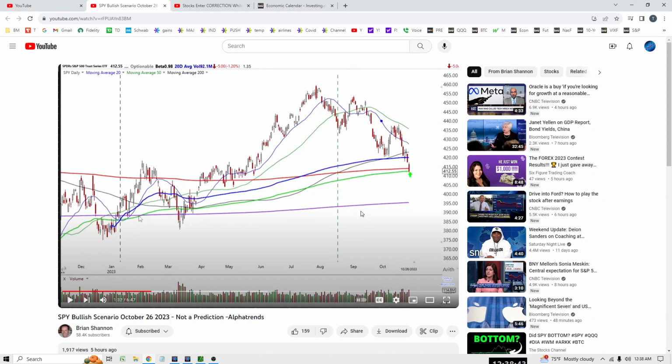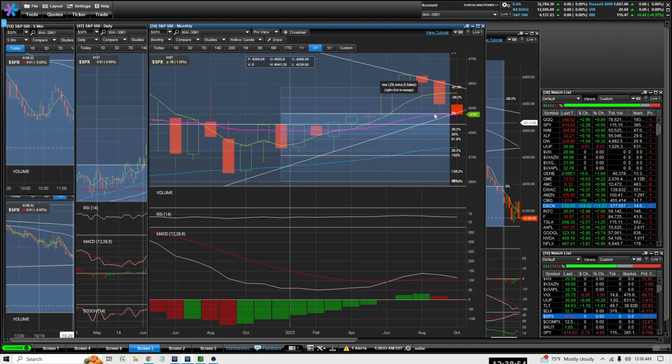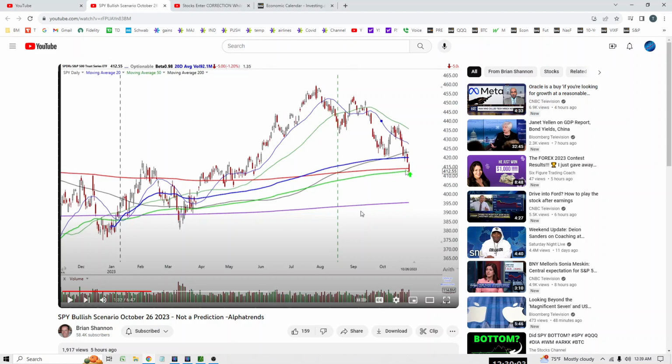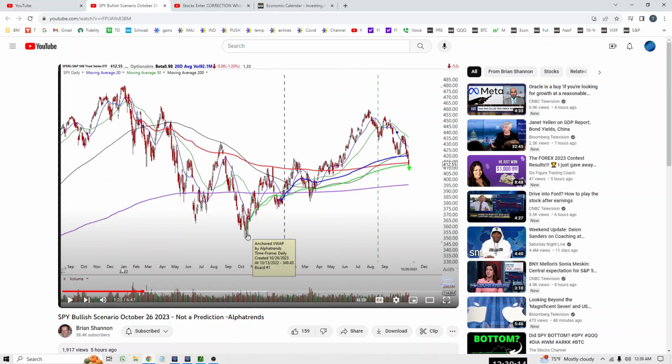Like Brian Shannon has this VWAP and he's like, oh, this is a bounce scenario. Well, yeah, okay, this is a good line, but I also have this line on the monthly, right? You can see that it matches up. So it's not like this line is such a special line. It is this VWAP from whatever that point is. Let's take a look at it. From the 2022 low and the all-time high up in that area as well.